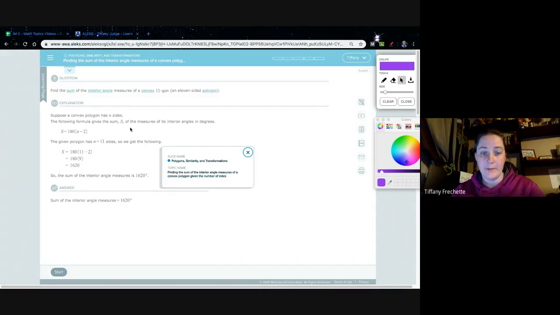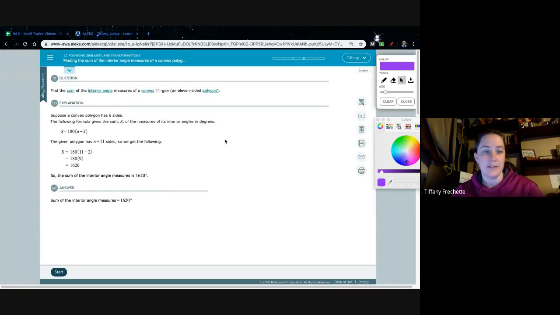Finding the sum of the interior angle measure of a convex polygon given the number of sides. All right, that was a nice long title there. So it literally says, find the sum of the interior angle measure of a convex 11-gon, which is an 11-sided polygon.